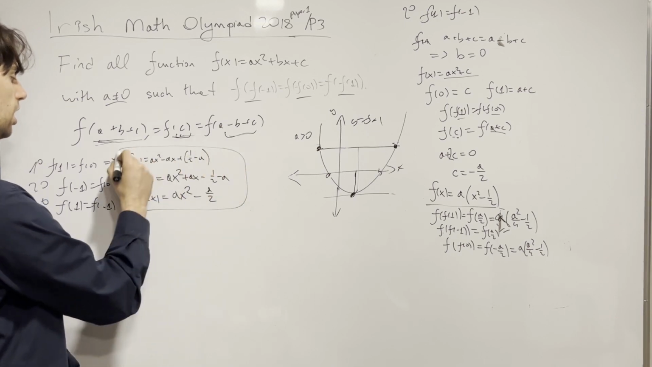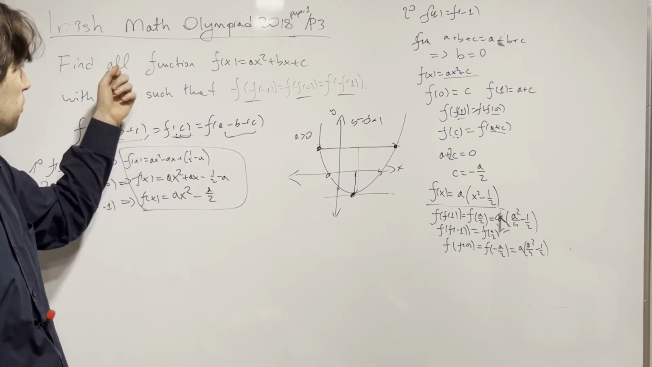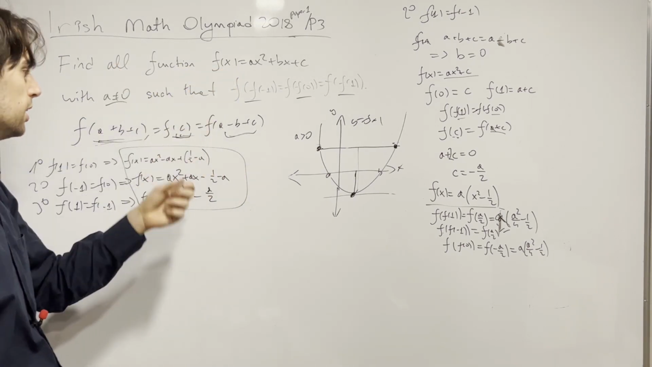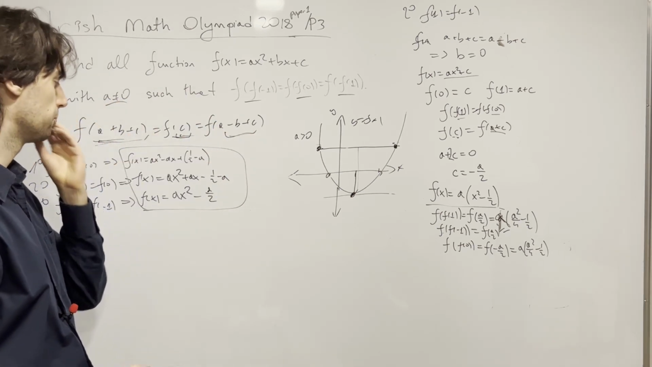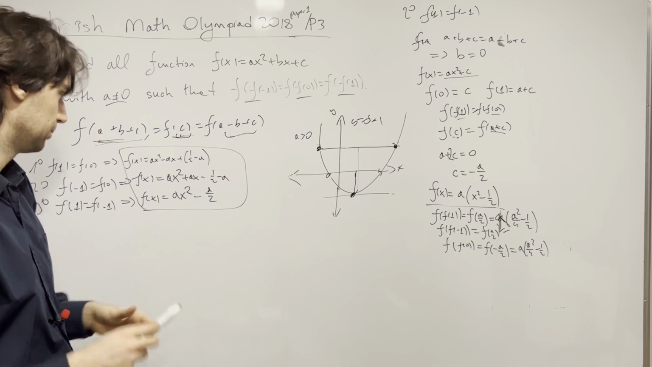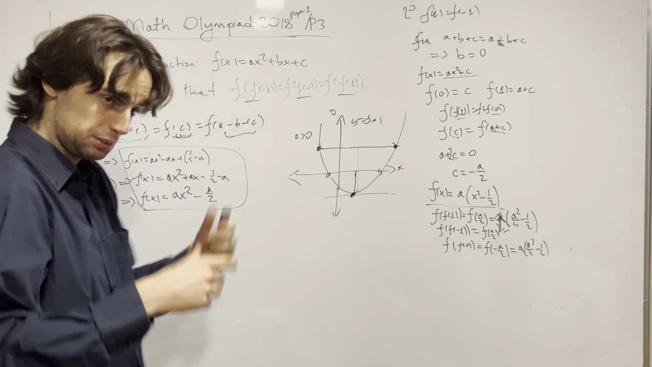And so these are the functions of this form which satisfy f of 1 is f of 0 is f of negative 1, for any a that's not equal to 0. And this finishes up our problem.